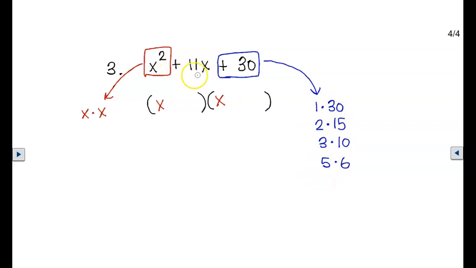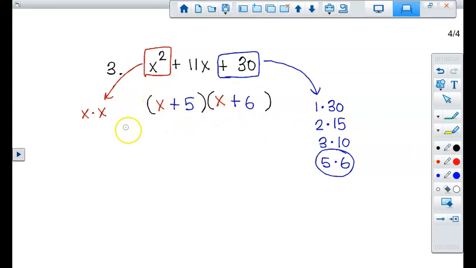But if I kind of think about it, I'm wanting an 11x. 1 and 30 aren't going to give me 11. 2 and 15, 3 and 10 won't either. This seems most likely to help me get that 11x. So I'm going to try a positive 5 and a positive 6. So this is my guess. x plus 5 times x plus 6 is what I think will get me the right answer.